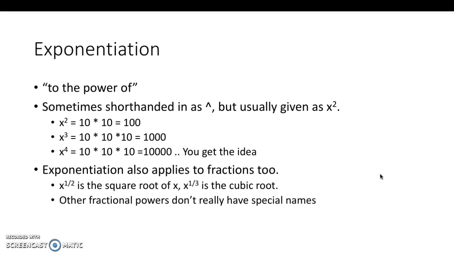Exponentiation, okay, just think of that as 'to the power of'. It's sometimes shorthanded with a caret. I use that particularly when I'm trying to type something out quickly, but usually we'd use a superscript like this. So x to the 2 is x squared, and that's the same thing as 10 times 10 in this case. That's 100. x to the 3 is x cubed, so 10 times 10 times 10, it's 1,000. And x to the 4, we sometimes refer to that as a quartic, not very often. And here you can see I've done a typo there. It should be 10 times 10 times 10 times 10, so 4 tens, 10,000. You get the idea there.